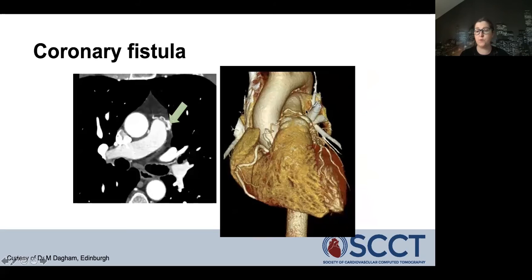And you can see on the 3D reconstruction, what we've got is actually the coronary arteries are joining in with this abnormal structure here. And this is a coronary artery fistula. The coronary arteries joined to the coronary veins and created this abnormal network of veins due to the pressure differential. So this is a nice example of a coronary fistula.